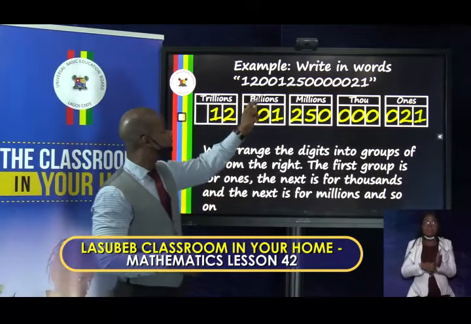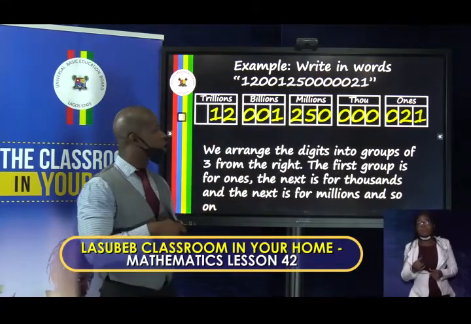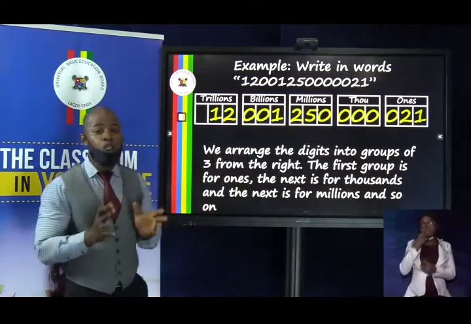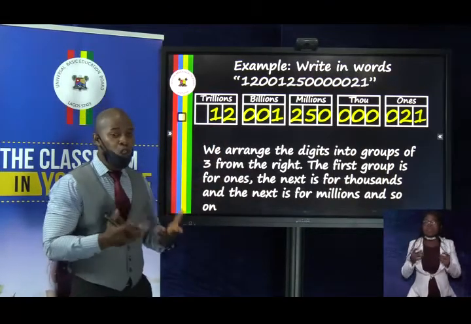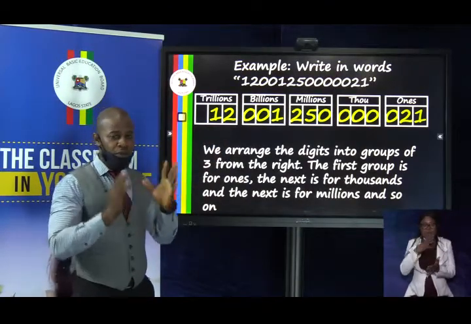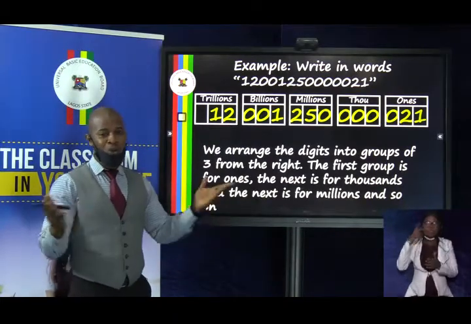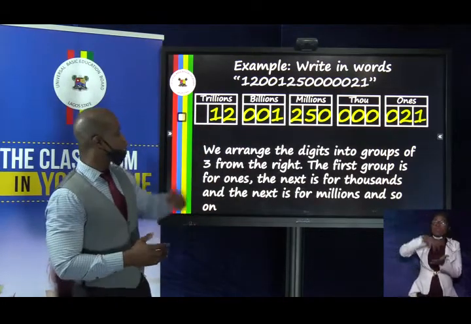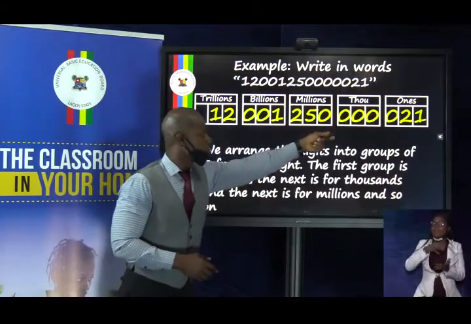Ordinarily, if you're looking at it like this, you might be confused. Is it 1 trillion, or 12 trillion, or 120 trillion? You're not sure. But when you arrange it like this, you now know which one really falls under trillion. So my friend, when you're given numbers like this, don't be in a rush to read the number. The first thing you want to do is arrange it so you know which one actually falls where. So now you can see that it is 12 that falls under trillion. So this is easy to read: 12 trillion, 1 billion, 250 million, and 21.